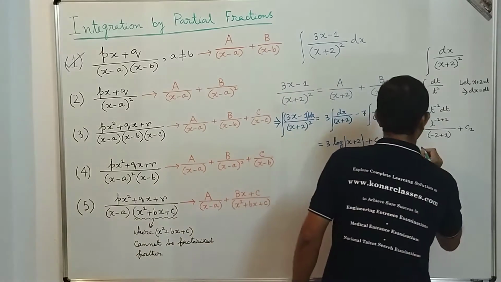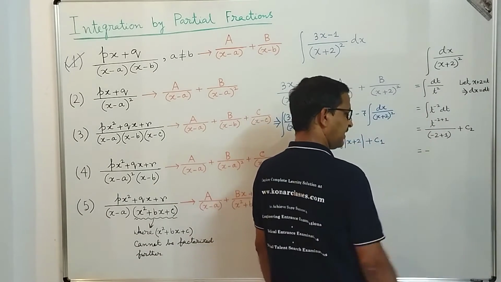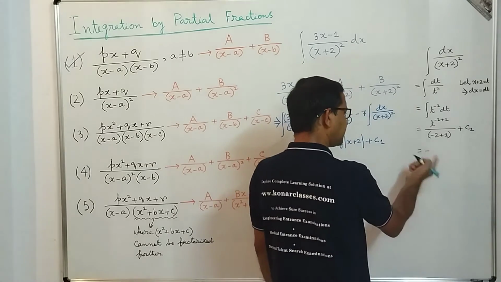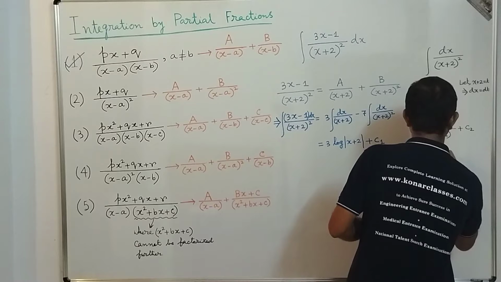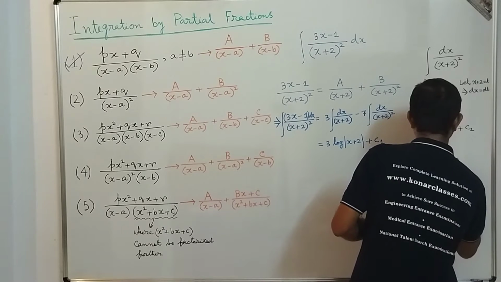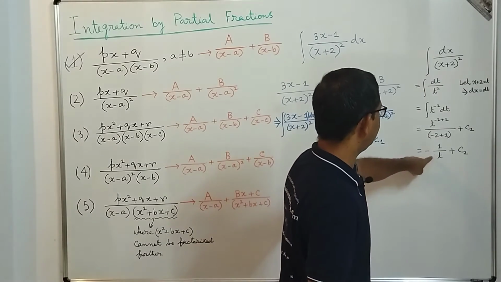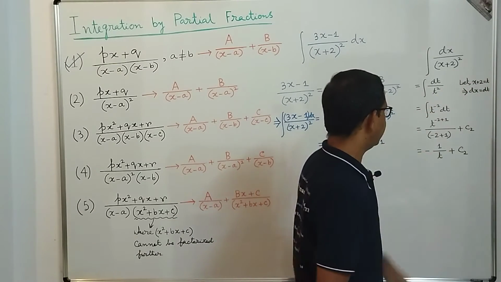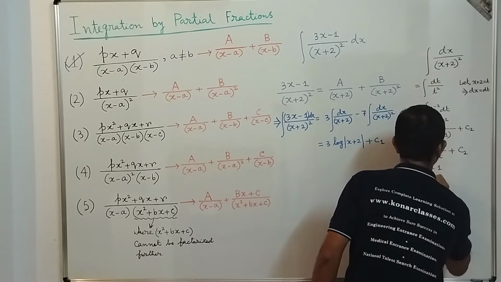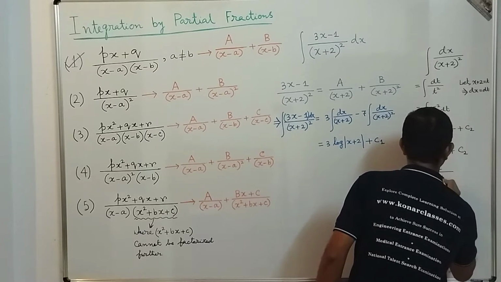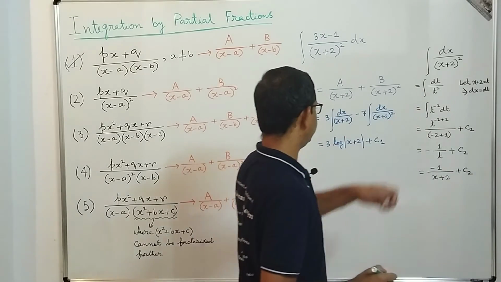So that implies, dear students, minus 2 plus 1 is minus 1. It is in the denominator, but we bring it into the numerator, no problem. And t to the power minus 1 means minus 1 by t, plus c2. Now let us replace the value of t, that is x plus 2. So we get minus 1 divided by x plus 2 plus c2. This is the value of this integration.